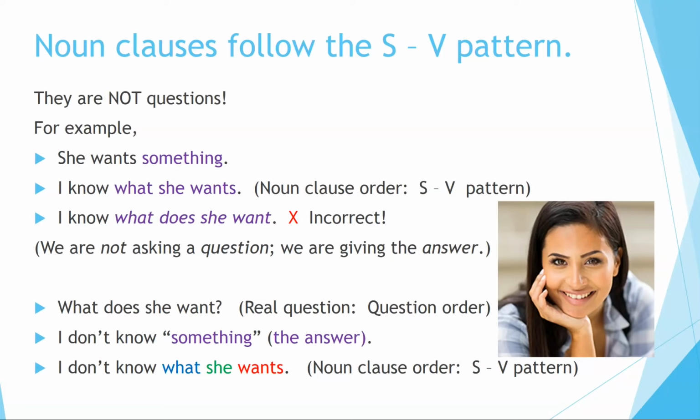For example, what does she want? That's a real question. It follows the question word order. I don't know the answer. The answer is something that I don't know. I don't know what she wants. It follows the noun clause order. Extra word, what, she, subject, wants, verb.